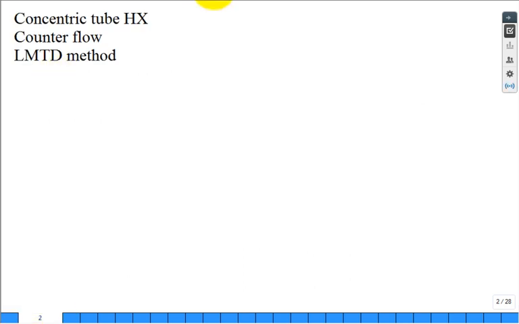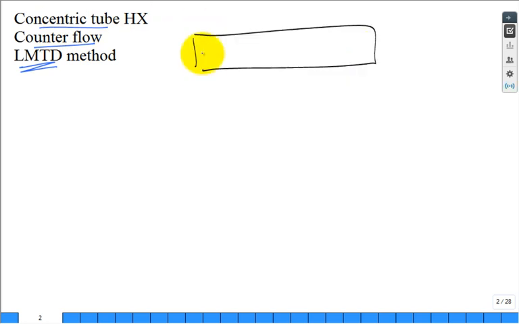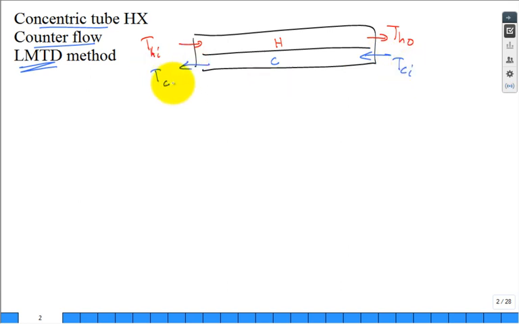So let's review here for the log mean temperature difference for counterflow concentric tube heat exchanger. Just in summary, divide it like this, maybe call this the hot side, maybe call that the cold side. Maybe we have fluid coming in, temperature hot in, temperature hot out. Then we have the temperature cold in and the temperature cold out. There's three big equations and you can't forget them. You use them all the time.